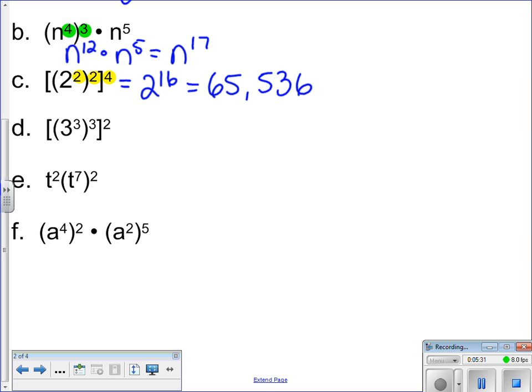All right, let's see how you did. 3 times 3 is 9, times 2 is 18. Use a calculator. 3 to the 18 power is 387,420,489.